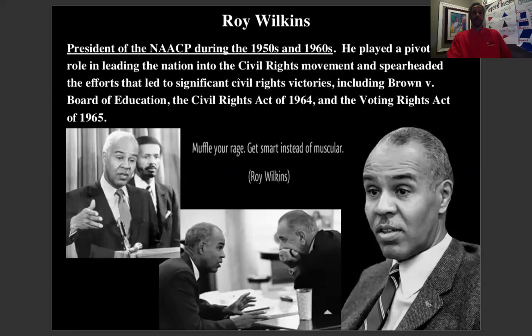Roy Wilkins was one of the editors of The Crisis upon the departure of W.E.B. Du Bois in 1934. He served as president of the NAACP during the 1950s and 60s. His role in leading the nation into the civil rights movement was pivotal, as he spearheaded efforts that led to Brown versus the Board of Education, the Civil Rights Act of 1964, and eventually the Voting Rights Act of 1965.